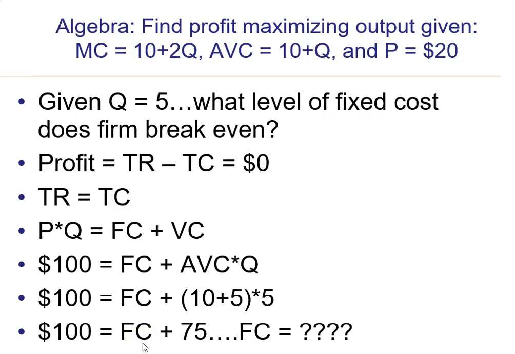These are a couple of examples of the algebra you're expected to be able to do to answer questions about competitive firms: how much output they produce, how much their profits are, and whether they're going to be open or closed in the short run and long run. Here, this firm is open in the long run as long as its fixed costs are $25 or less.